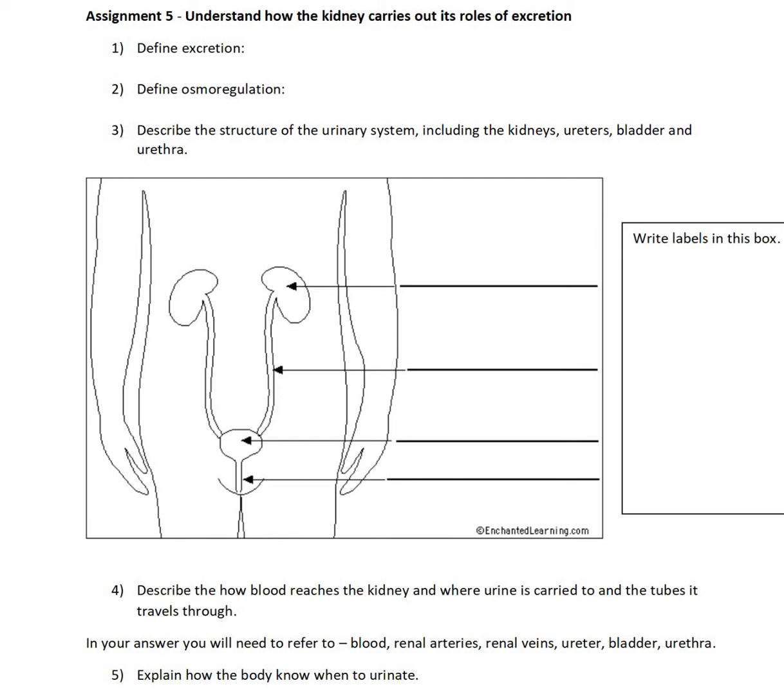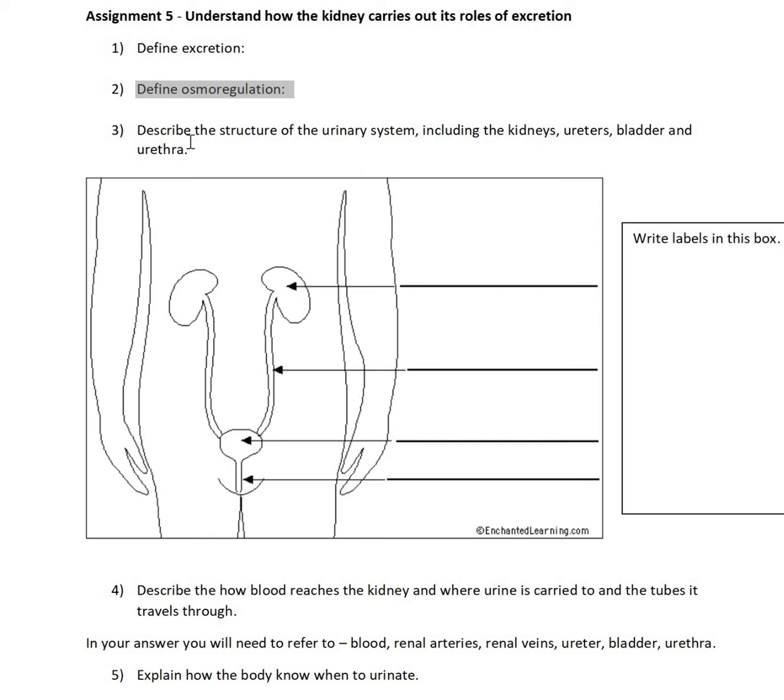So the first one, define excretion. When you define excretion, you're defining it as the removal of cellular wastes, so specifically things like urea, water and salts. Second question, define osmoregulation. Very simply, that's the controlling of the amount of water in the blood and the body. Okay, that happens predominantly at the kidney.